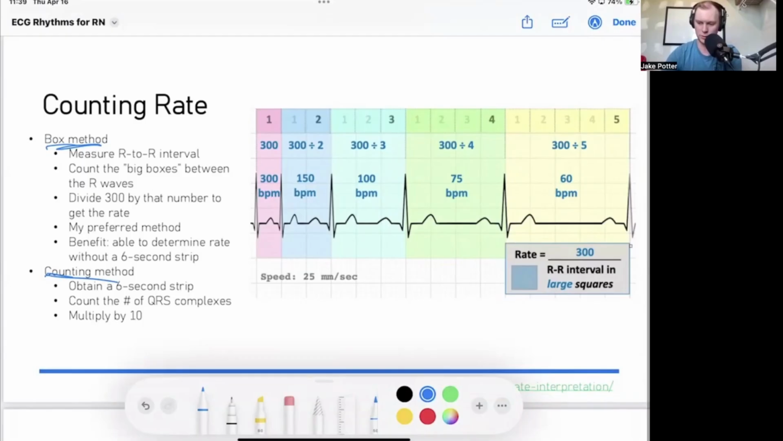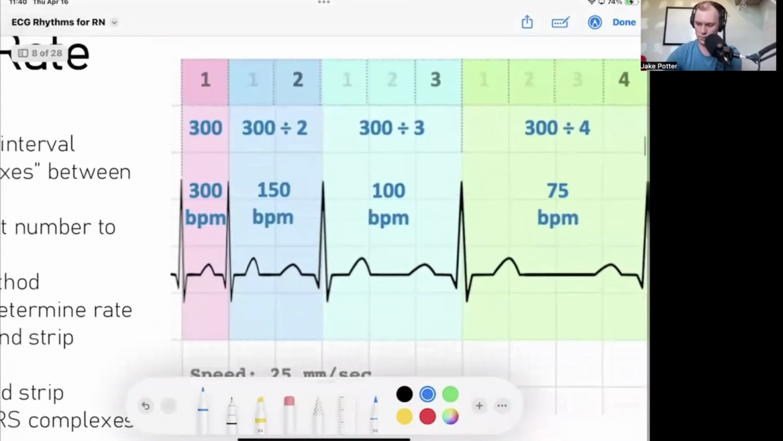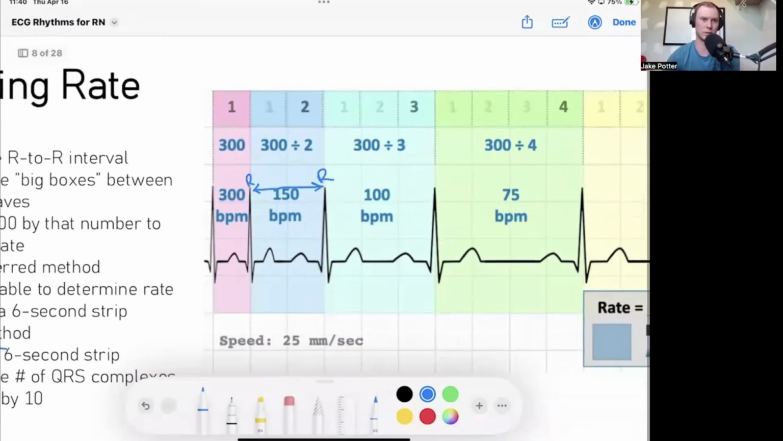So that's why I personally use the box method. With the box method, you're measuring the R to R interval. What do I mean by that? This is your R wave, right? This is your R waves. Your R to R interval is the distance between your R waves, the peak of your R waves to the top. That's your R to R. That's what we use when we're counting rate. Realistically, that's what the monitor is using to count rate.